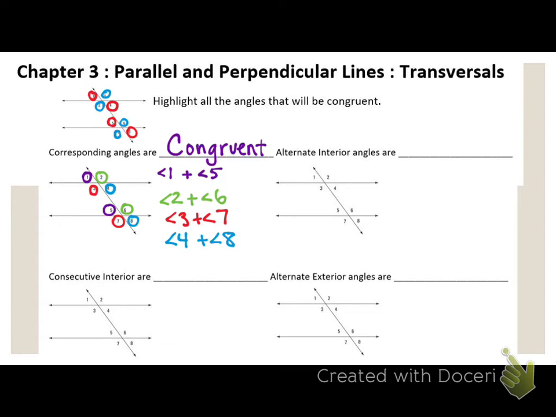Alternate interior angles are congruent. Interior of what? The double lines, yeah. So what two angles are going to be alternate interior? 3 and 6. And then 4 and 5.